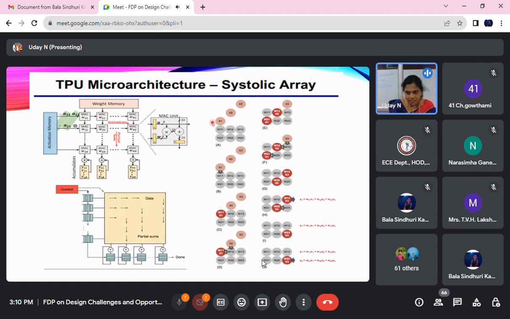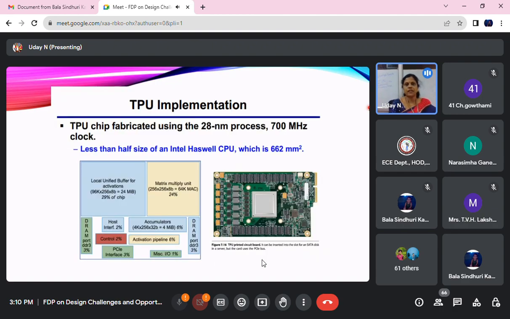the multiplications are done by making use of a systolic array. So this is the processor that was developed by Google, which is less than half of the size of the Intel Haswell CPU. It is fabricated using a 28 nanometer process with a 700 megahertz clock. So this is the tensor processing unit developed by Google.